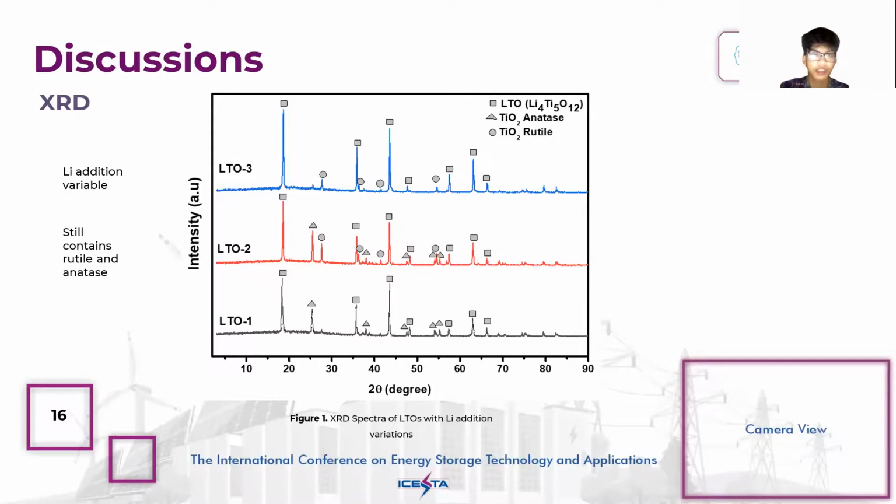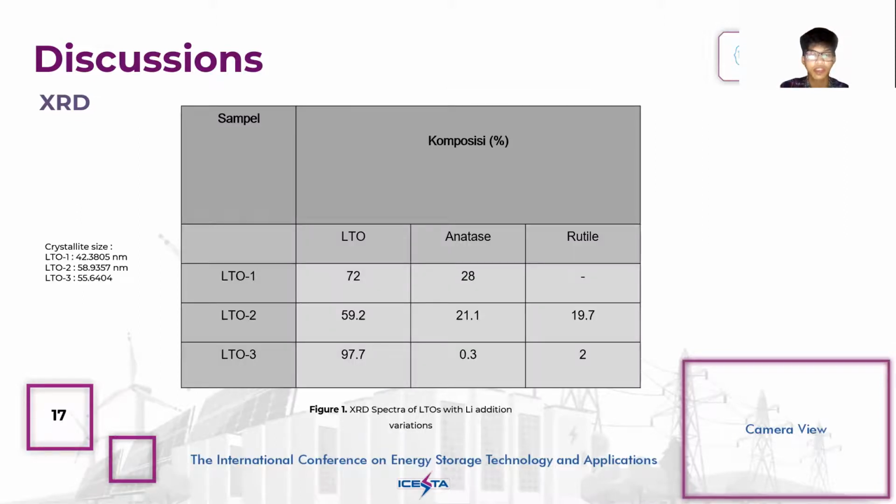And after that, here's the XRD spectrum. By seeing this, we can see that it still contains rutile and anatase. And as we see, the LTO with the most Li percentage has the best purity. Here's the table to make it clearer. As we see, LTO3 with the most added lithium has the best purity.